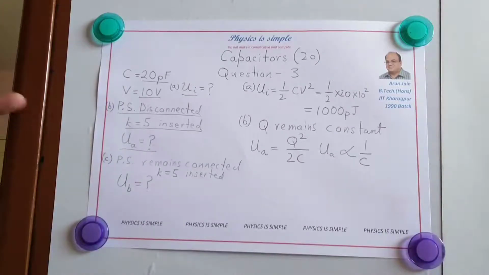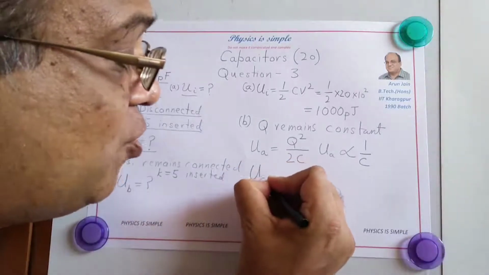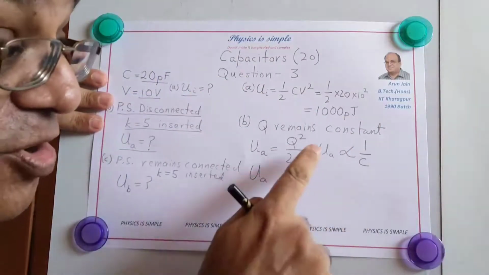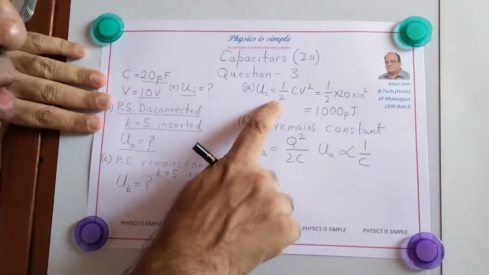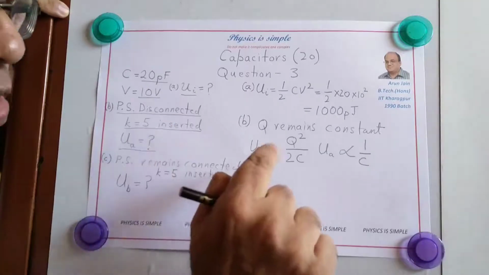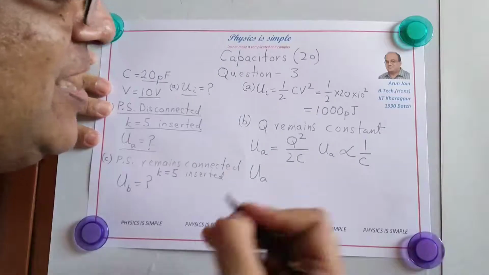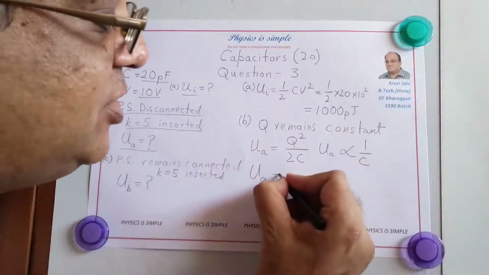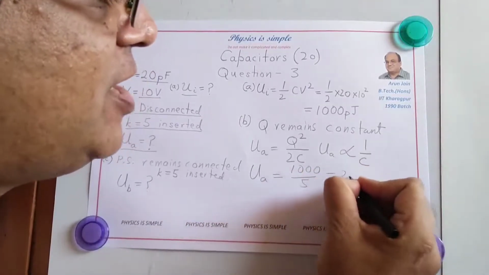And when you introduce this dielectric slab, that glass slab, having dielectric constant 5, capacitance becomes 5 times. Therefore, the energy stored becomes 5 times less because now this potential energy is inversely proportional to capacitance. Don't look at the half CV square formula because V is not remaining constant. So we cannot use that formula. Q is remaining constant. Therefore, the energy stored is inversely proportional to C. C is becoming 5 times. So the energy stored will become 1 by 5 times. So the correct answer is 200 picojoules.